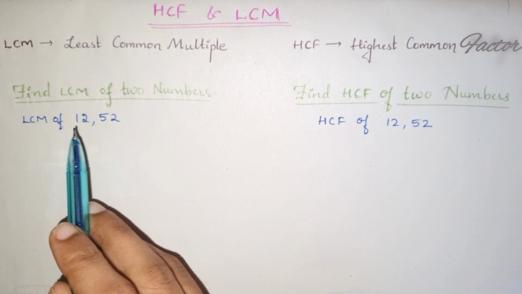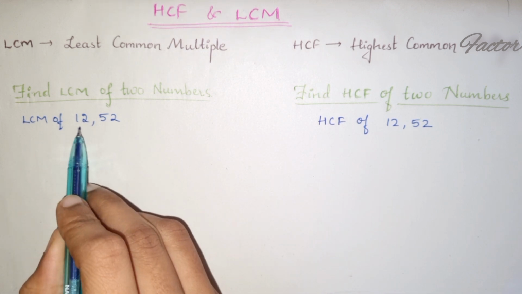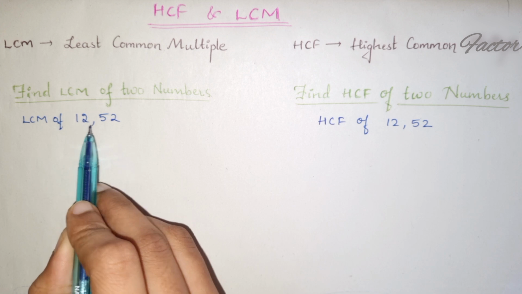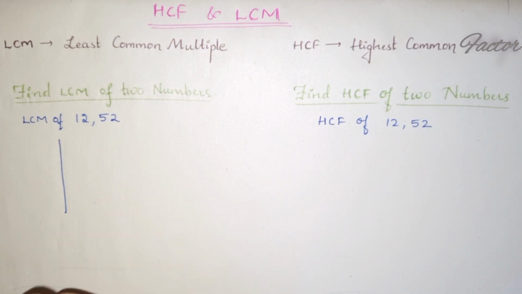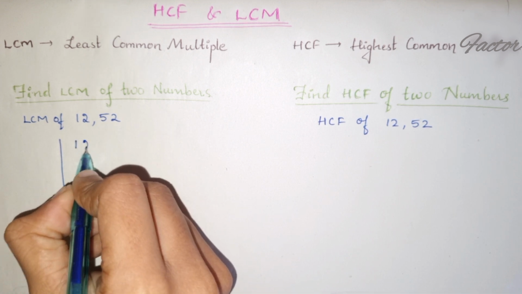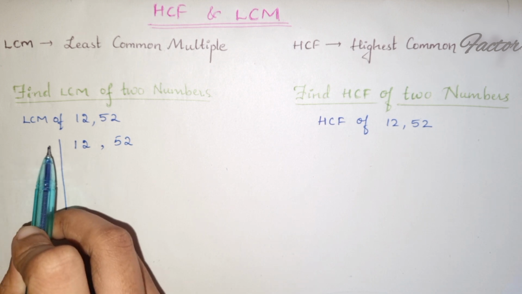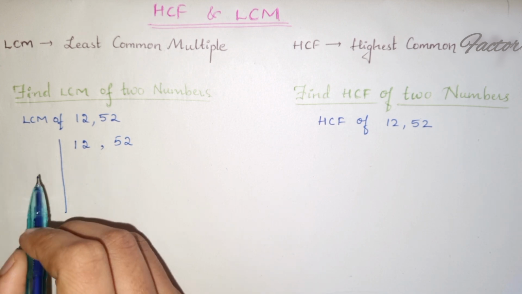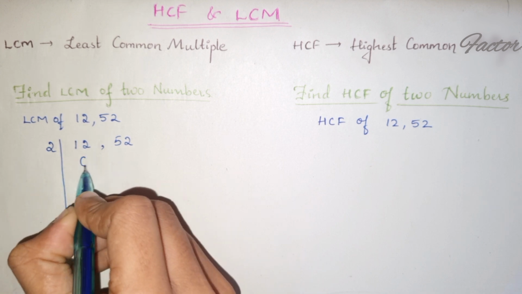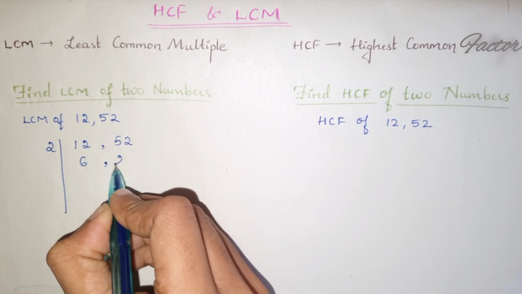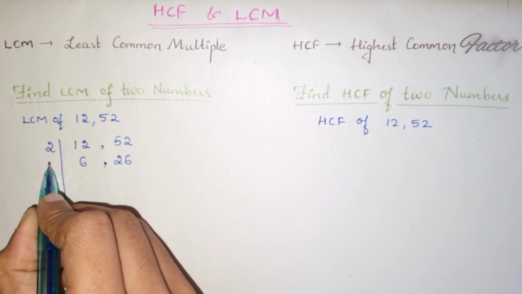If in the question they have given two numbers, then this is how you need to solve LCM. The question is: find LCM of 12 and 52. We need to solve it using the prime factorization method. I have to write both the numbers, 12 and 52. We must always use only prime numbers, and 1 is not a prime, so we should start from 2. 2 6s are 12, 2 26s are 52. Again, both of these numbers are divisible by 2.